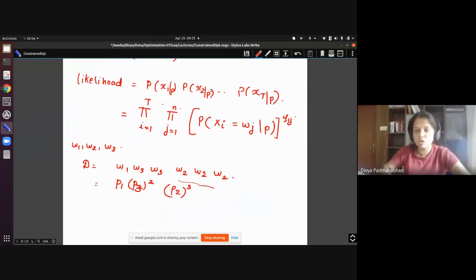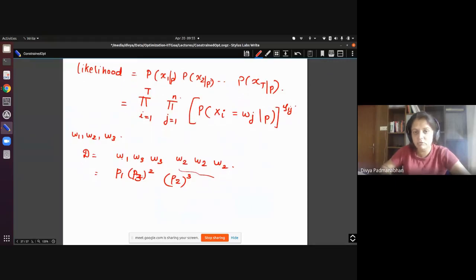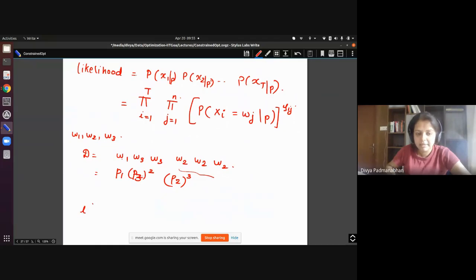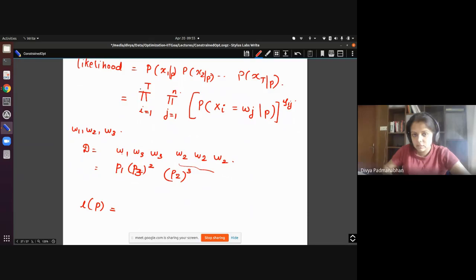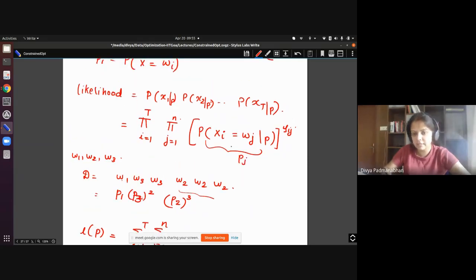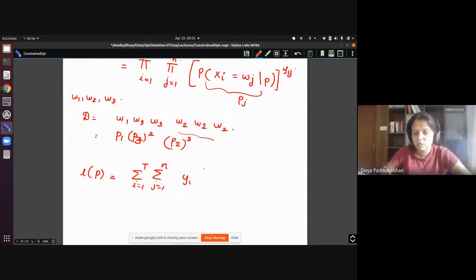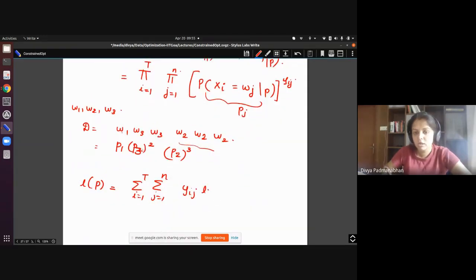So the usual thing is to take a log likelihood. Instead of working with the likelihood, you just take the log of this. I'll call it L of P. When you take the log, these all become summations: i equals 1 to T, j equals 1 to N. And this quantity here is actually Pj, the probability that Wj shows up. So this is Yij log Pj.